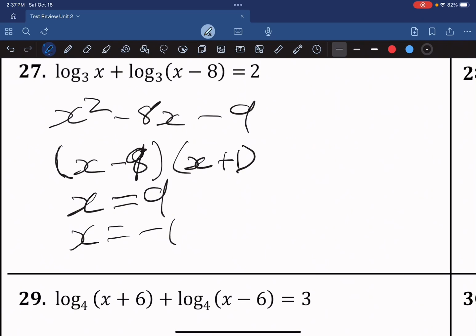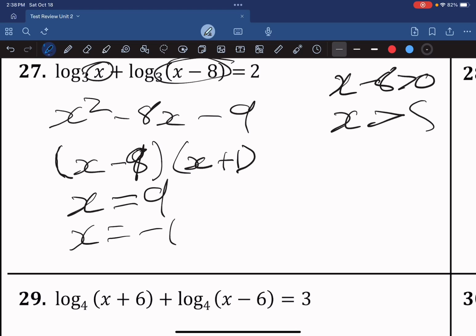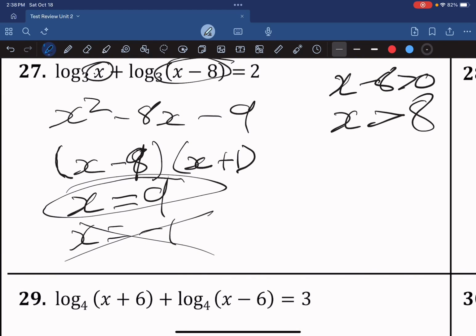All right. But you have to check for extraneous roots. Set everything here bigger than 0. x must be greater than 8. Also do it with this side, but that's just going to give you x must be bigger than 0, which is included in x must be greater than 8. So that means you have to rule that out, because that's less than 8. So x equals 9. Bang.